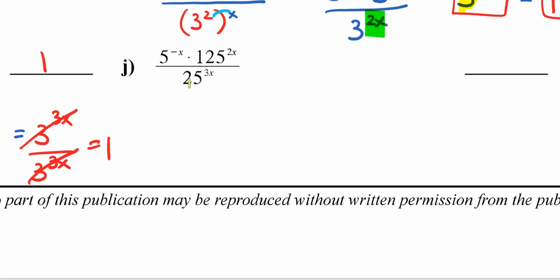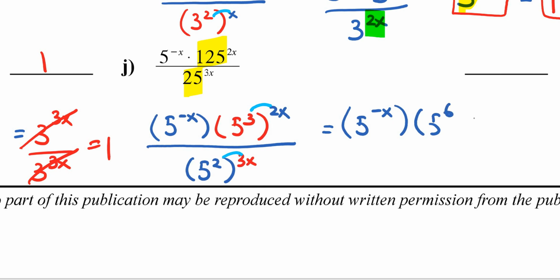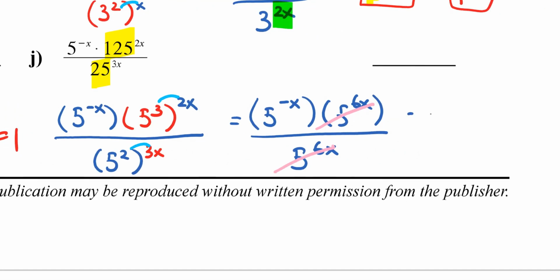Moving on to the letter J, let me just highlight those. So I have 5 to the power negative x. 125 is the same thing as 5 to the power of 3, and the 2x goes there. All divided by, well, 25 is the same thing as 5 squared, and then the 3x. From there, you can multiply the exponents. So this will be 5 to the power negative x, 5 to the power of 6x, all over 5 to the power of 6x. You'll notice that these cancel off, and you're left with just 5 to the power negative x. And that's your final answer for that one.